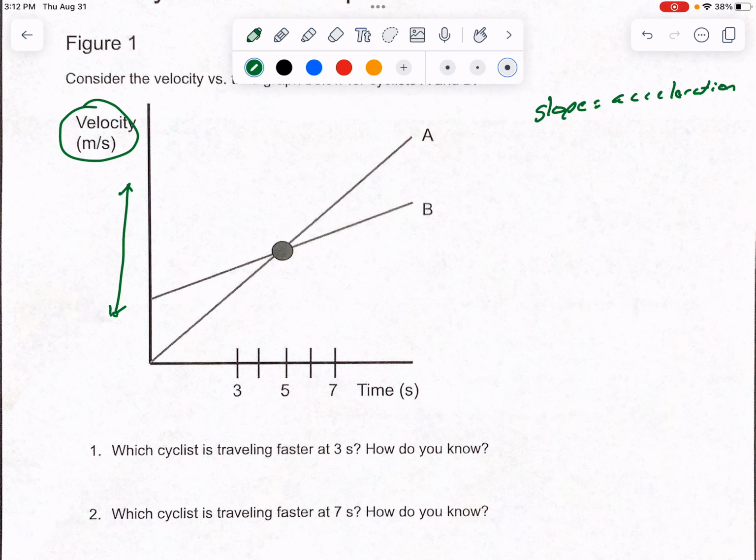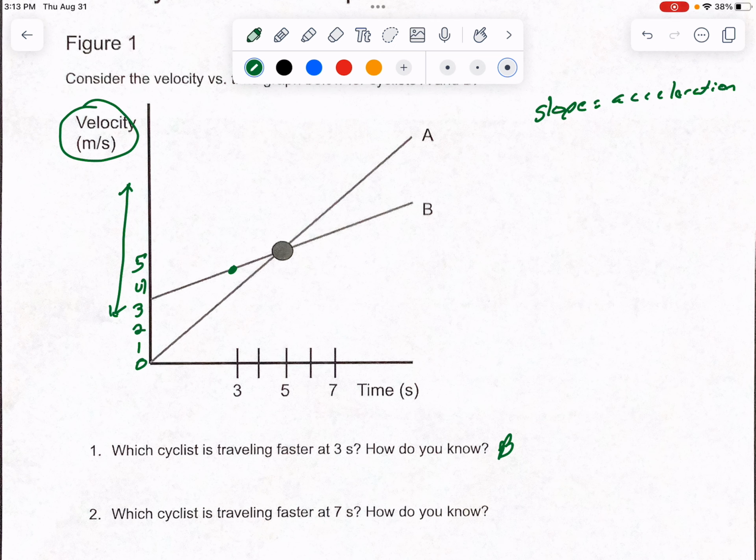If I want to know who's faster, that's velocity. That's not acceleration. Acceleration is how fast you are speeding up. I just want to know who's going faster. Your y-axis is velocity. So let's say this is your 0 line, and you've got 1, 2, 3, 4, 5. Those are all velocities. At 3 seconds, we want to know who has the highest velocity. That's going to be B because B is higher, so it has a higher velocity at that time.